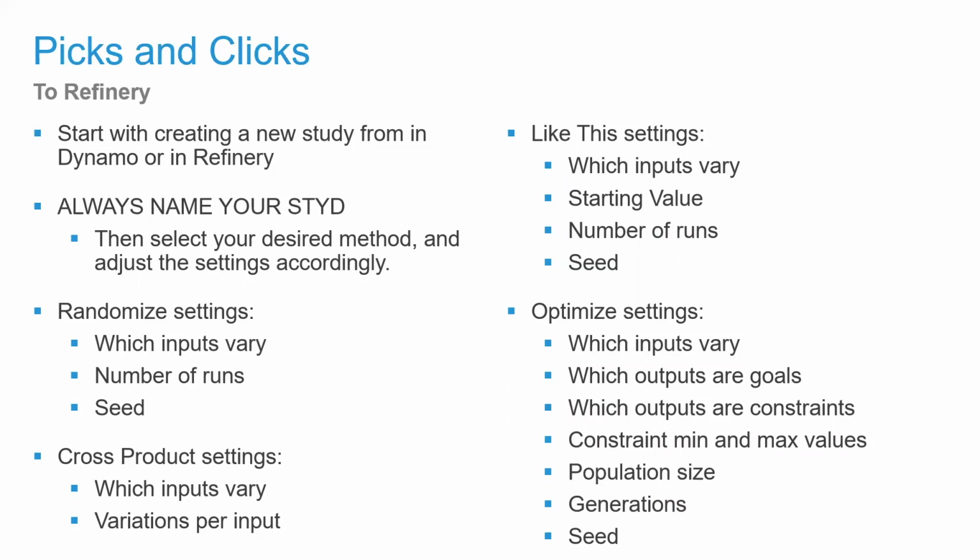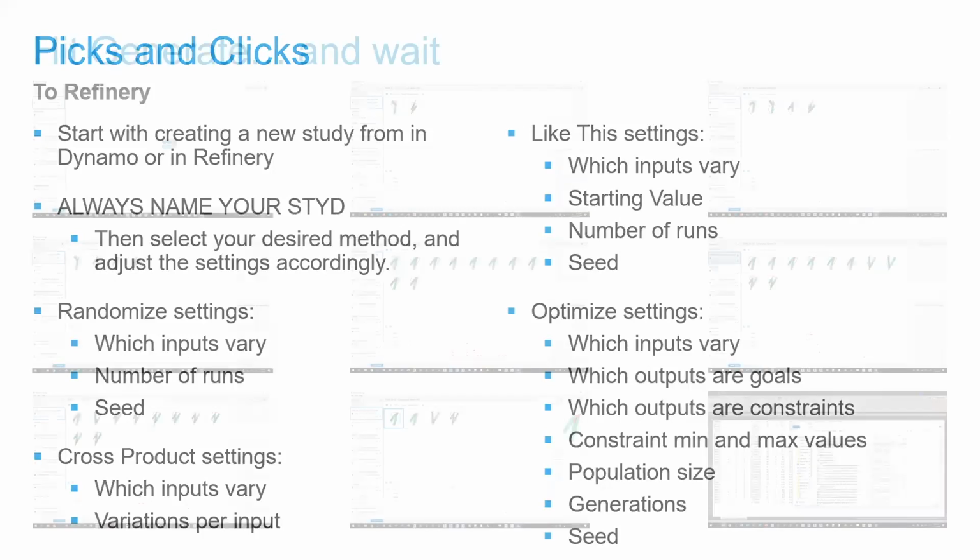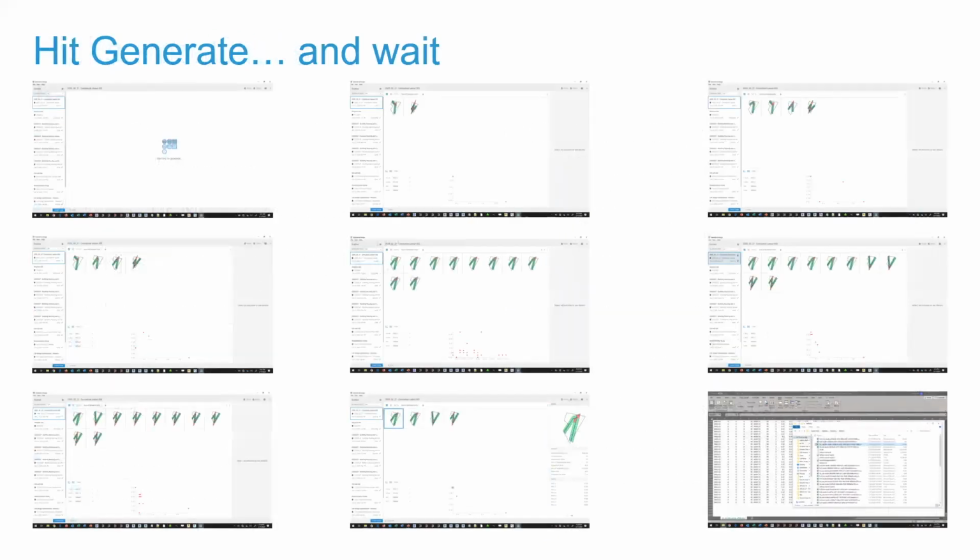The Like This settings: which inputs vary, the starting value, the number of runs, and the seed. And finally, the optimize settings: which inputs vary, which outputs are the goals, and which outputs are constraints. That's right, we can filter out versions that don't pass the structural analysis, which is pretty cool. Constrain the min and max values, population size, generations, and seed. A lot of stuff going on there, but here you have it.